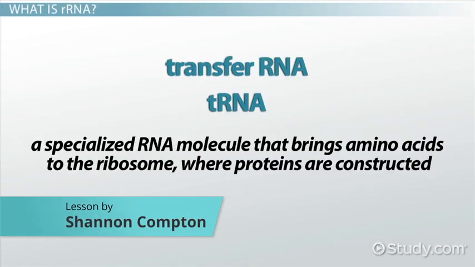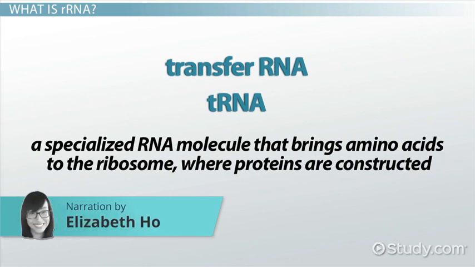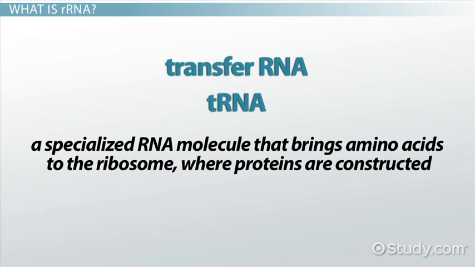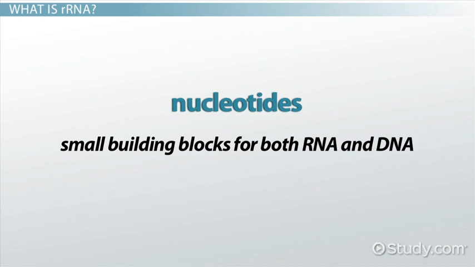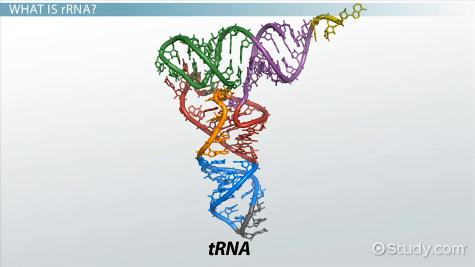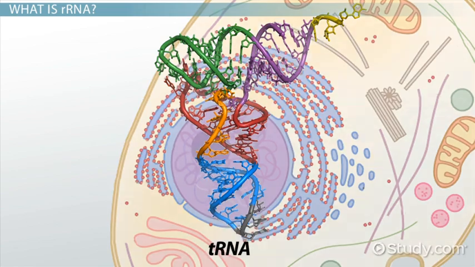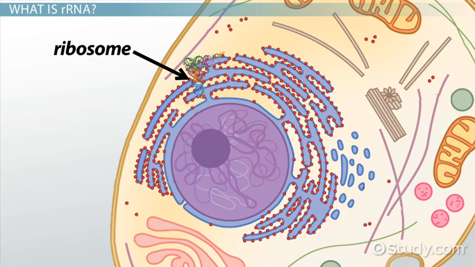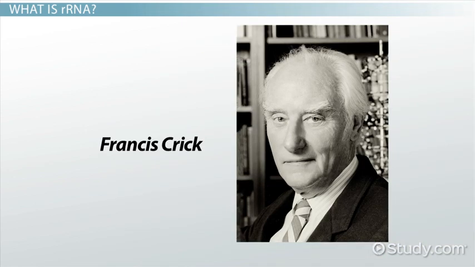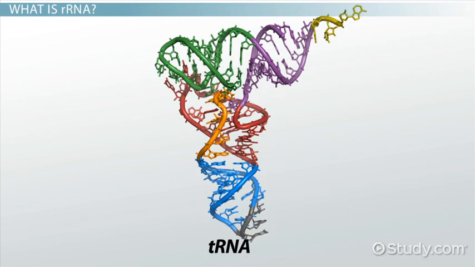Transfer RNA, or tRNA, is a member of a nucleic acid family called ribonucleic acids. RNA molecules are comprised of nucleotides, which are small building blocks for both RNA and DNA. tRNA has a very specific purpose: to bring protein subunits, known as amino acids, to the ribosome, where proteins are constructed. One of the discoverers of DNA, Francis Crick, first suggested the existence of tRNA.